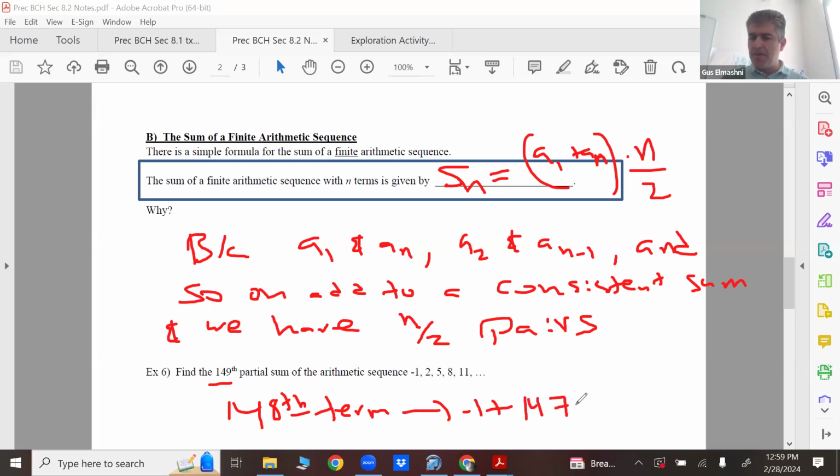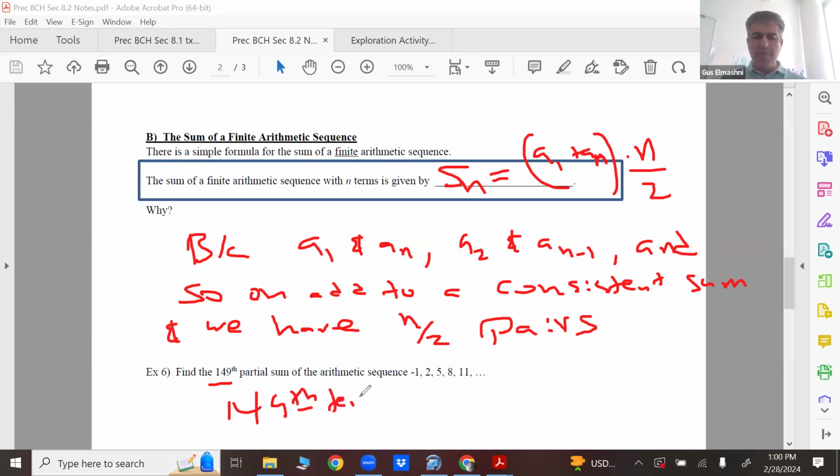So I'll do this. Well, I need to pair them up first because 149 is an odd number, right? Don't worry, we'll get the 149th term for sure, not a problem. But actually, you know what? I'm losing my mind. Yes, you're right, UV. I was still in the exploration activity mode. Sorry. Yeah, let's find the 149th term. Yeah, sorry. You're right, UV.